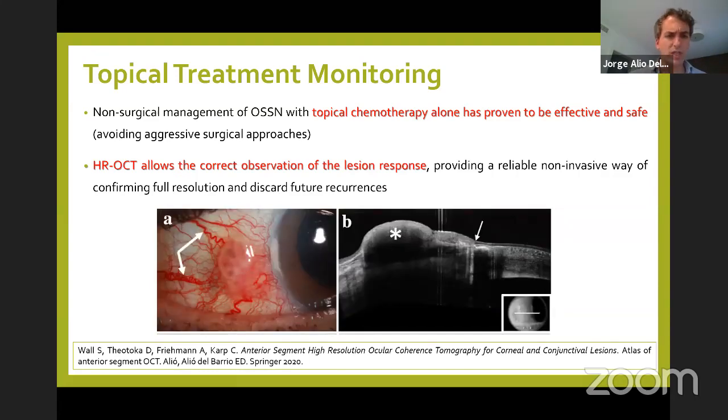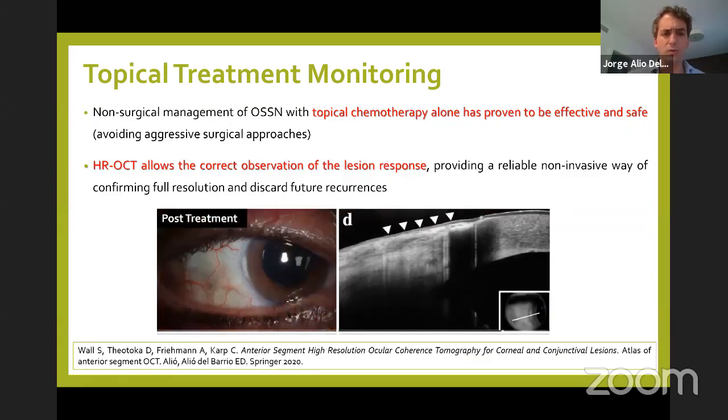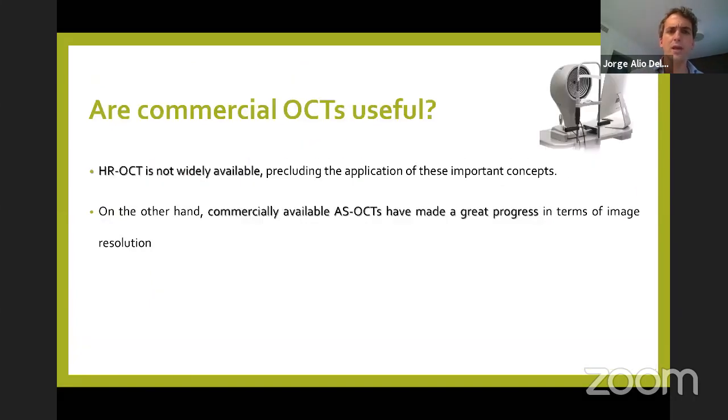And as we see here in this case of Carol Karp, this is the lesion before the topical treatment and after the topical chemotherapy, where we see that the lesion has disappeared. And actually here with the OCT, we see that the thickened epithelium is gone, it is not anymore hyperreflective, and all the disease has completely disappeared.